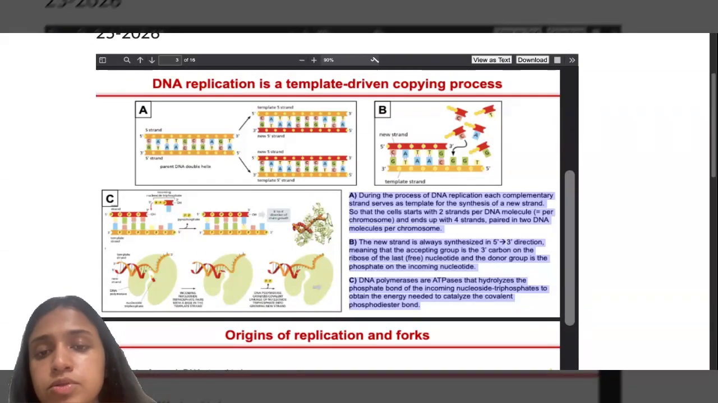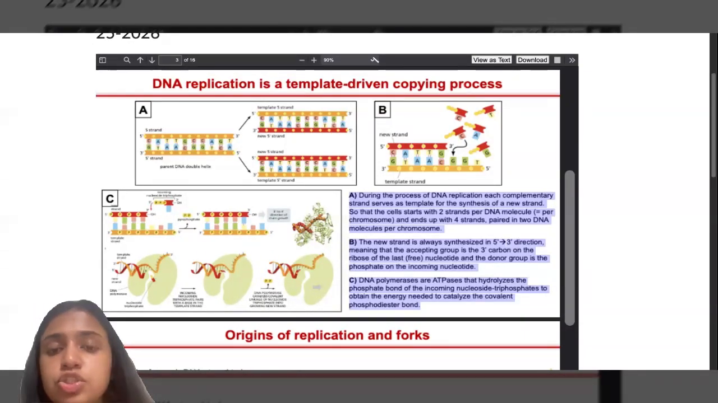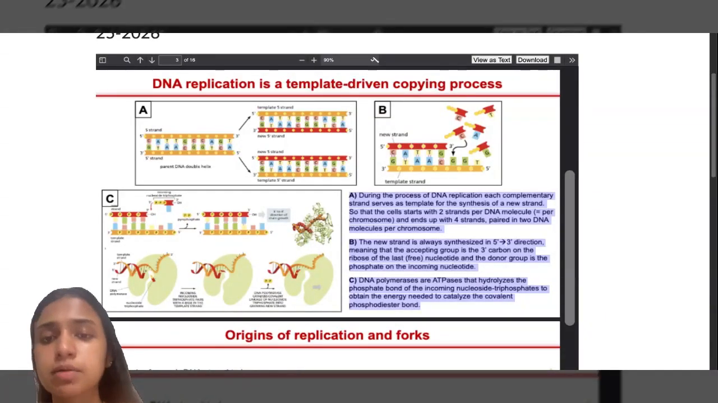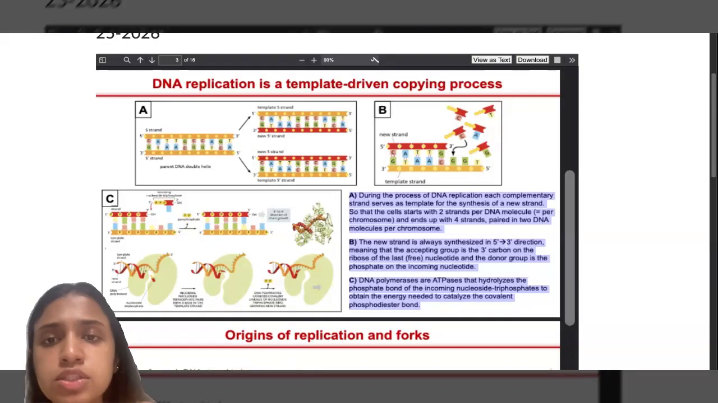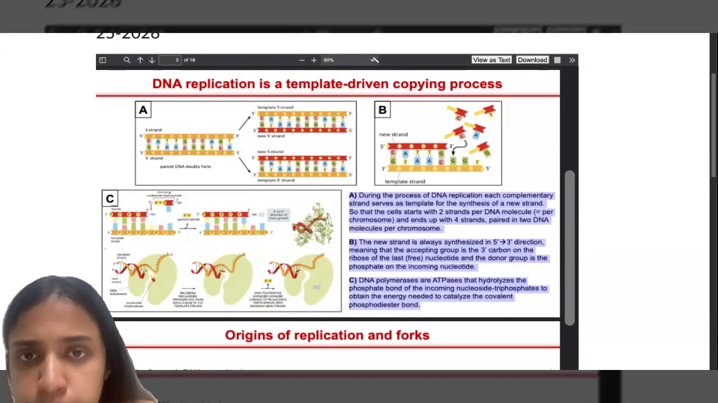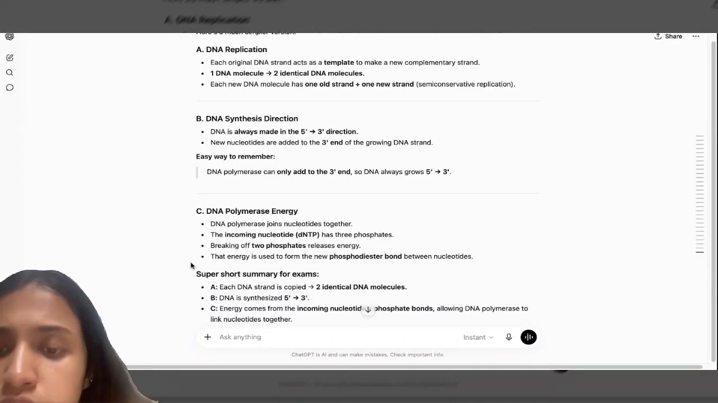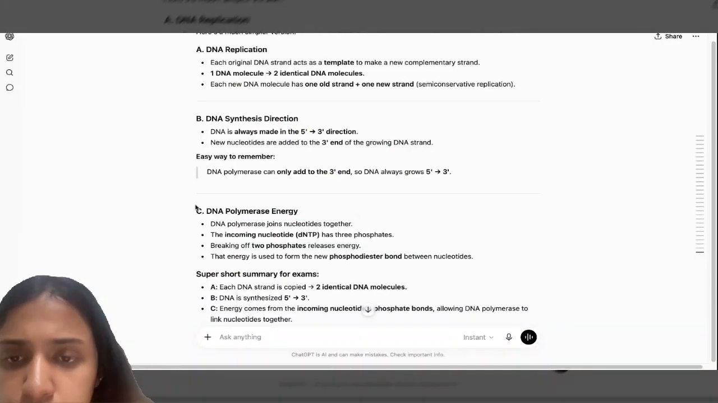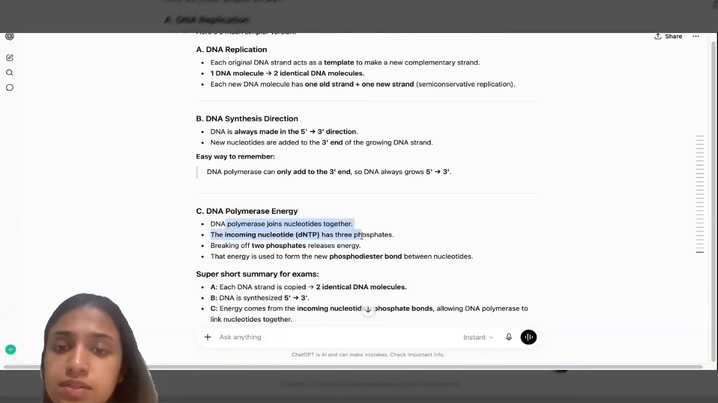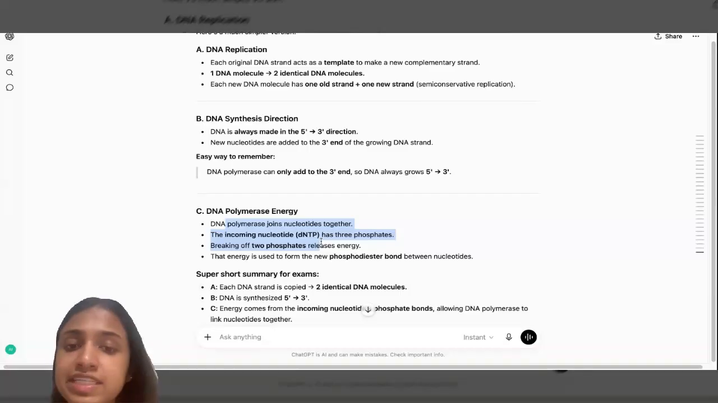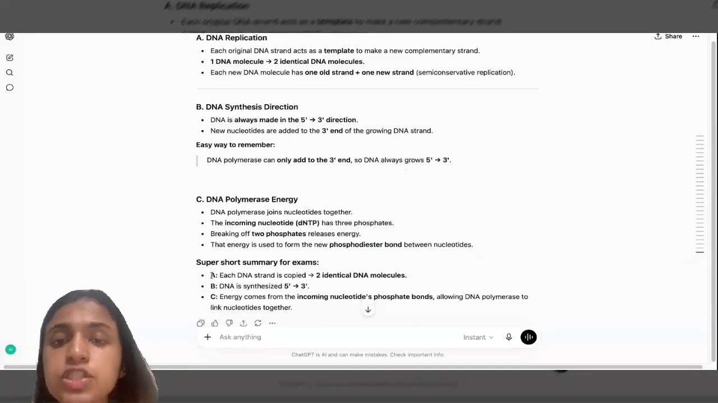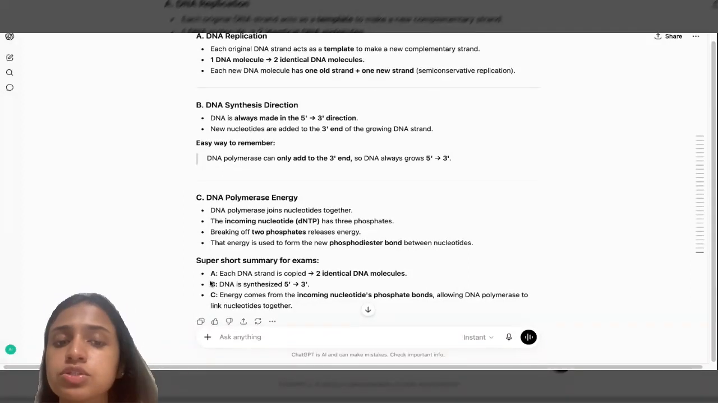C is DNA polymerase energy. The DNA polymerase joins the nucleotides together, the incoming nucleotide. I'm gonna share what I have here. I had chat write up a simpler definition. So here I'm on step C. DNA polymerase energy. DNA polymerase joins the nucleotides together. The incoming nucleotide, dNTP, has 3 phosphates. Breaking off 2 phosphates releases energy. That energy is used to form a new phosphodiester bond between nucleotides.